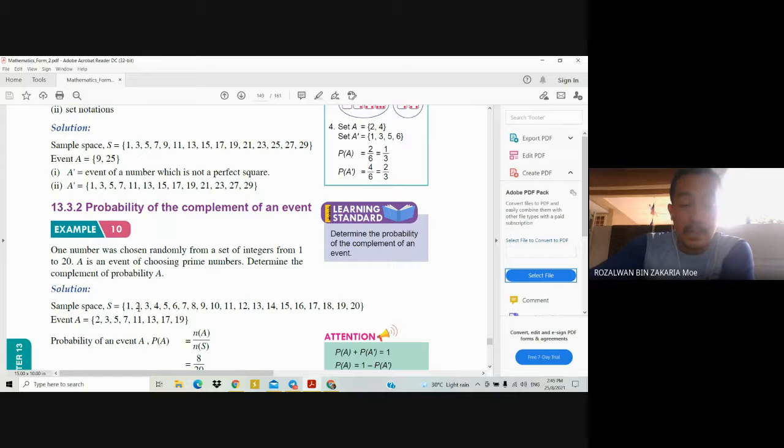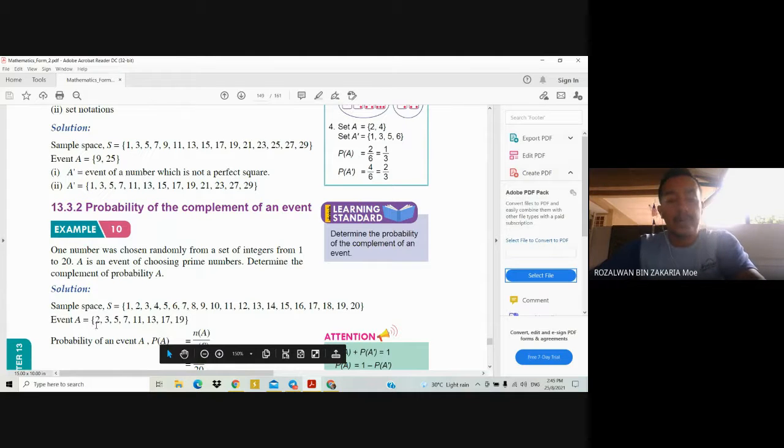Okay, so number 2, number 3, number 4. Sorry, number 4 cannot, because number 4 can also be divided by 2, besides itself. So the prime numbers are 2, 3, 5, 7, 11, 13, 17, and 19. So that's all the numbers from the sample space which are prime numbers. That is the element for the event A. So you have to write it like this for the event A.